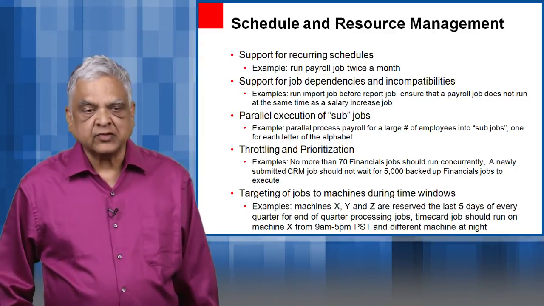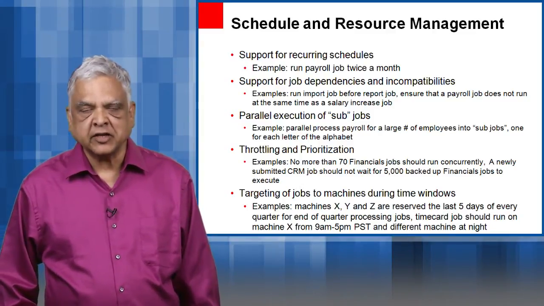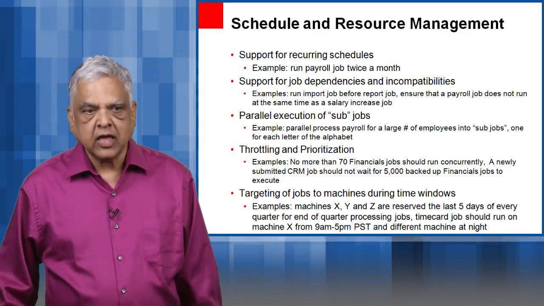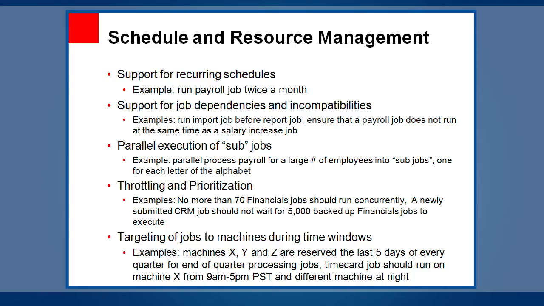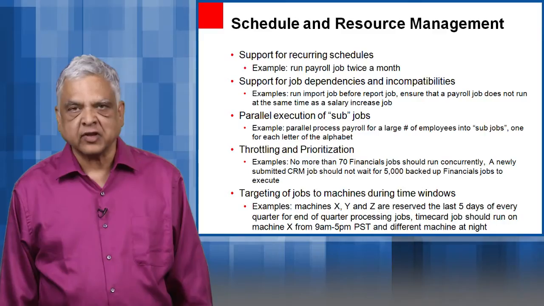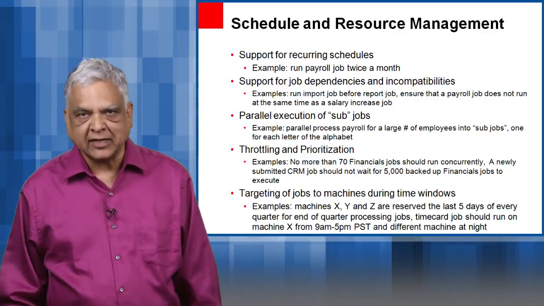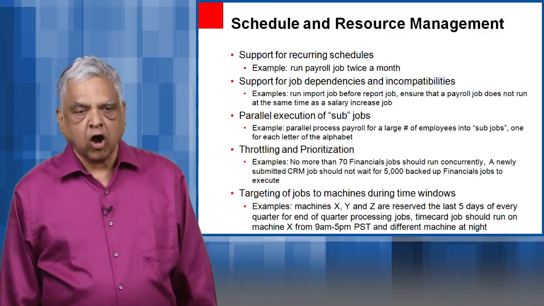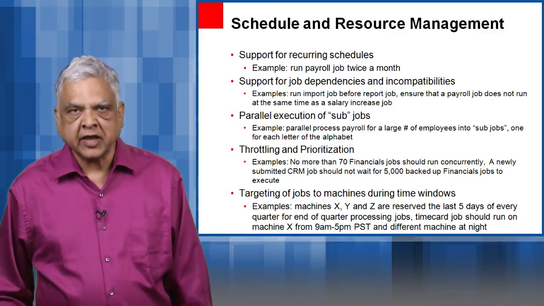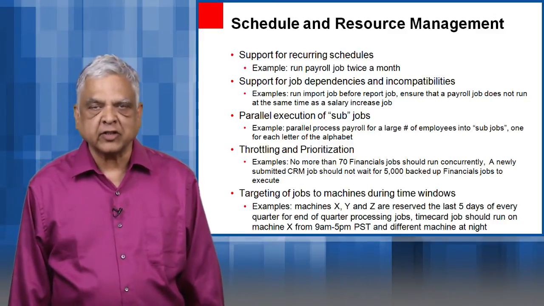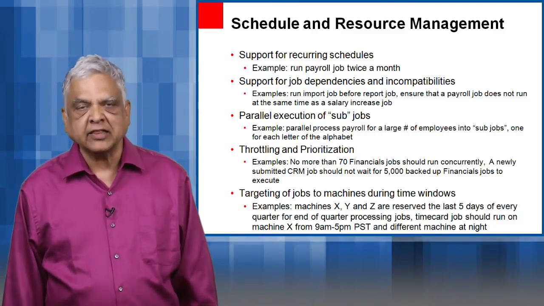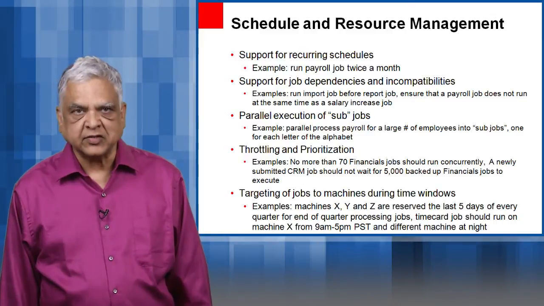Enterprise Scheduling Service. The formal name for Enterprise Scheduler Service is Oracle Enterprise Scheduler, and it supports recurring schedules. It supports job dependencies and incompatibilities. For example, you can say that execute this job before that job. So you can run jobs in sequence, or you can define incompatibility saying a payroll job should not execute at the same time as a salary increase job. So you can basically define rules like that, and they won't run at precisely the same time.